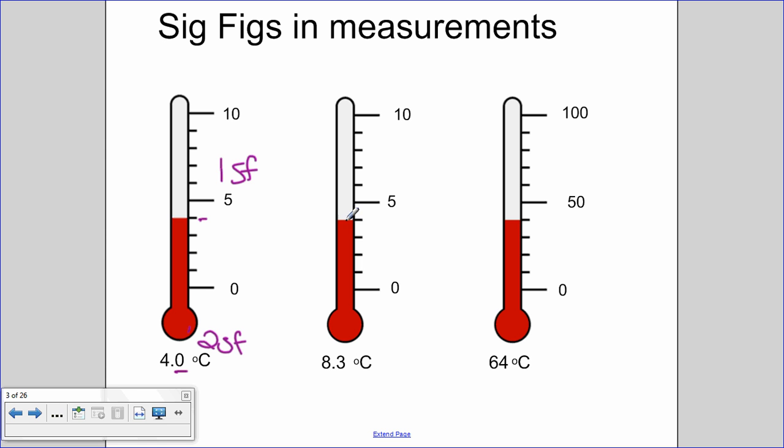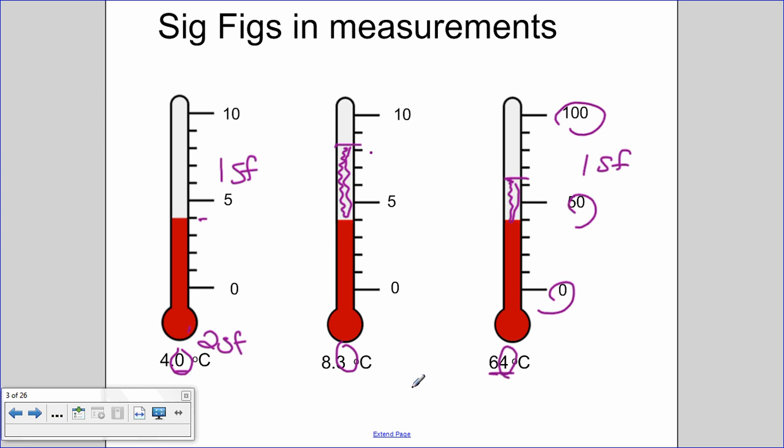Same thing here. We've got 8.3 about here. It's filled up to that, where we know for sure it's at the 8, but then we have to estimate our last digit, which is the 3 here. Lastly, we've got 64. The graduations here and here all show us 1 sig fig, so we are allowed to report to 2 sig figs, which is why we have 64, where our estimated digit is the 4.